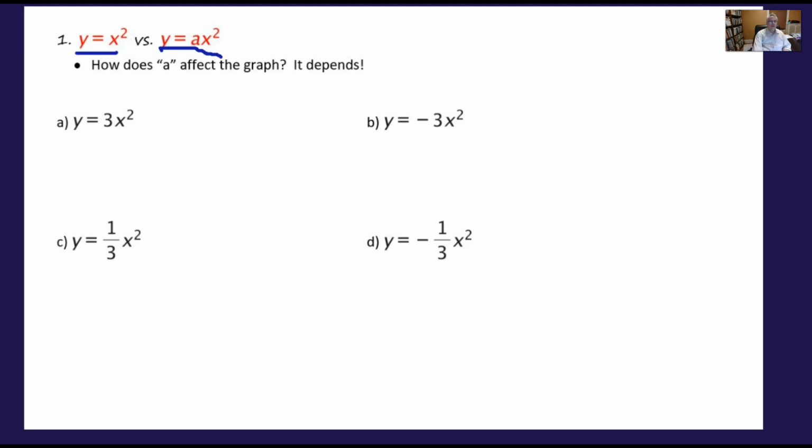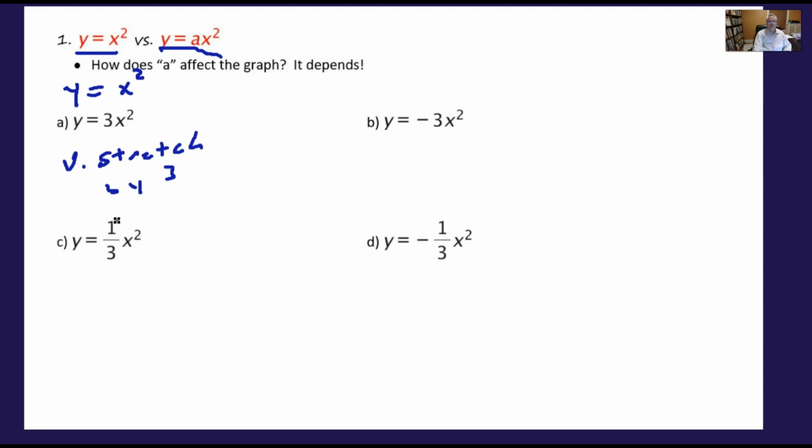All right, so here we have y equals 3x squared. We're multiplying the original function. Remember, the original function was y equals x squared. We're multiplying it by 3. We know that's going to be a vertical stretch by a factor of 3. Okay, let's go down and do this one.